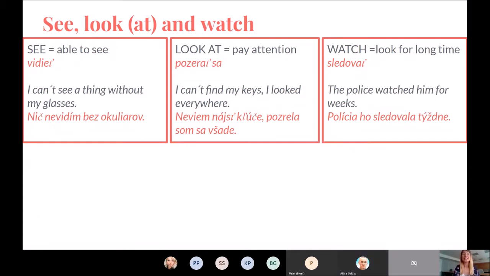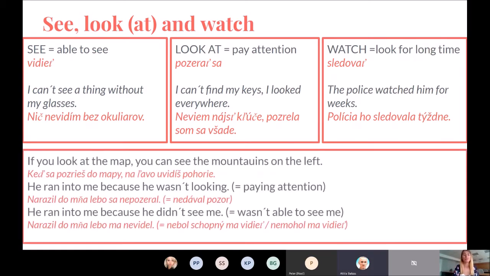So remember, see is just to be able to see, if you open your eyes. Look is to look at directly or pay attention, and watch is for longer time. So let's look at more examples. If you look at the map, you can see the mountains on the left. So if you pay attention to the map, you will be able to see those mountains.